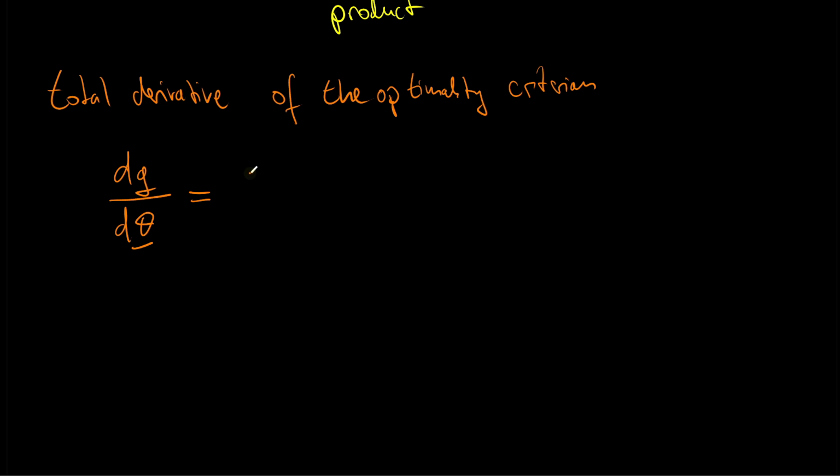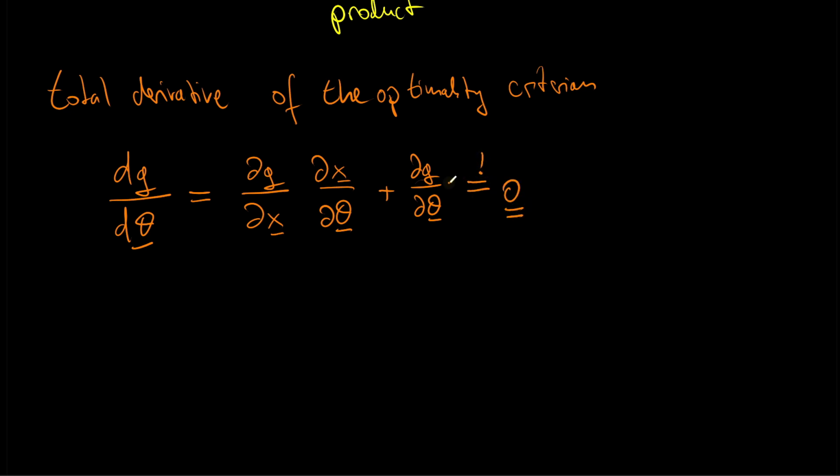So we'll first have the nested dependency, partial g with respect to partial x, and then partial x with respect to partial theta, plus partial g with respect to partial theta. That's the explicit dependency. And this one has to hold to the zero matrix. And that is because our optimality criterion has to be zero. If something is zero everywhere, its derivative also vanishes.